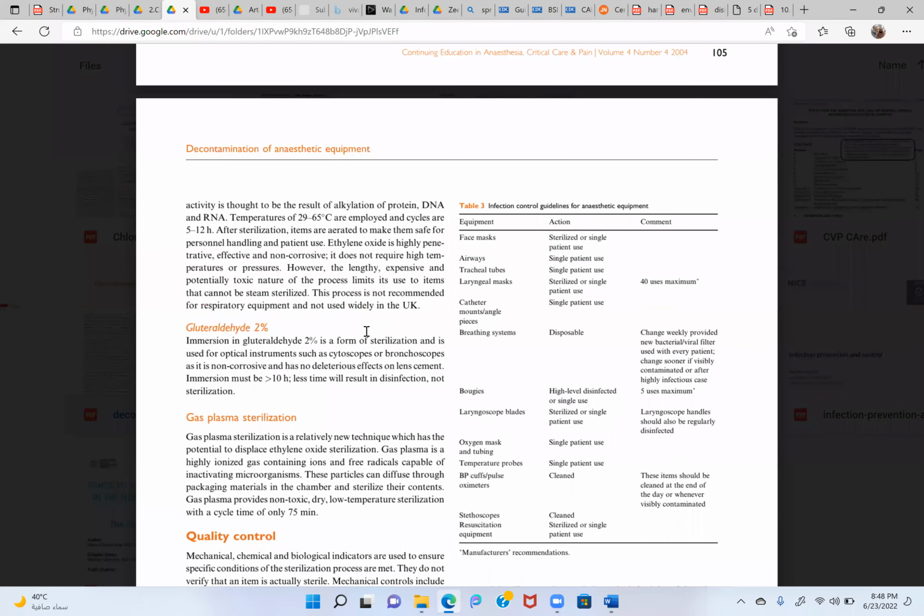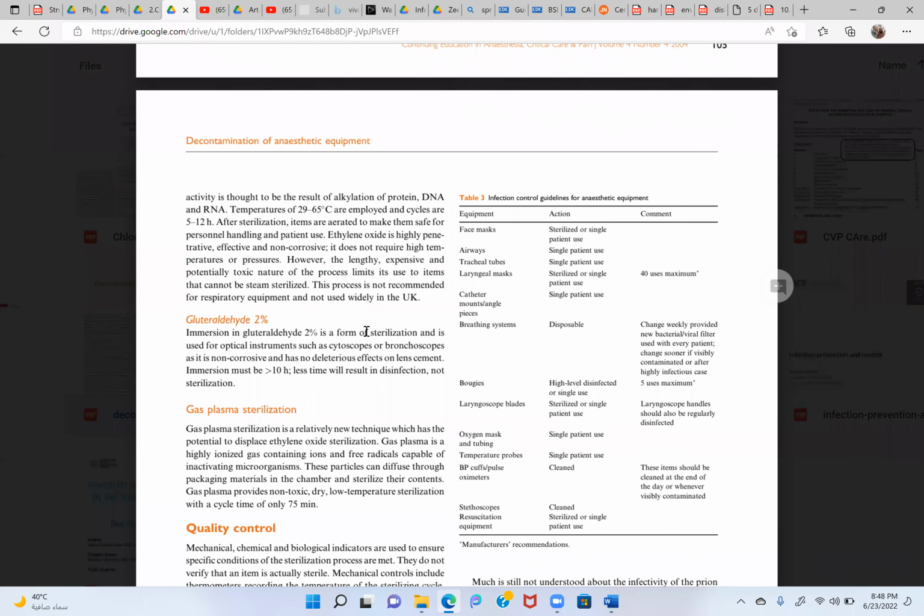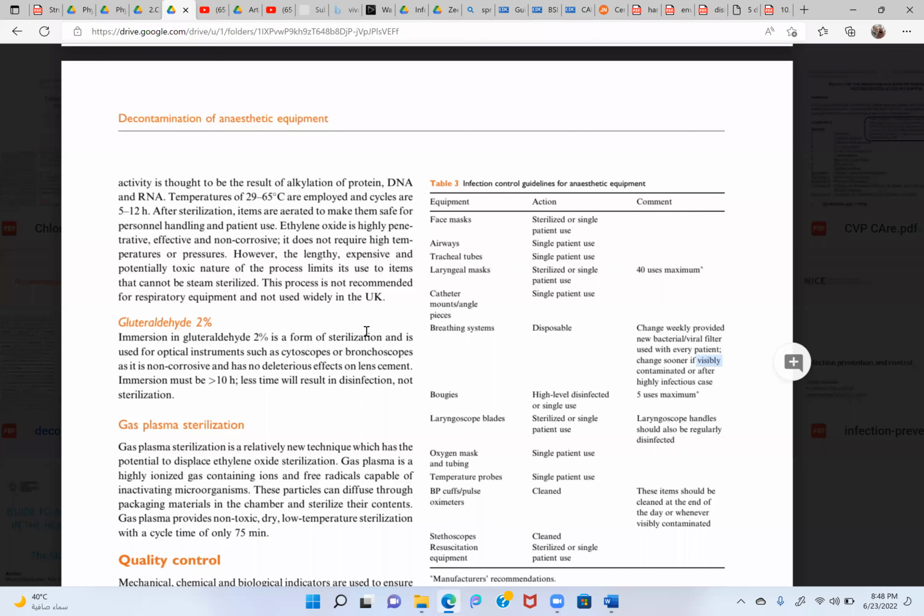It was in our microbiology book in 4th year, but it's maybe very deep in the cupboard. This is important because they can ask you.